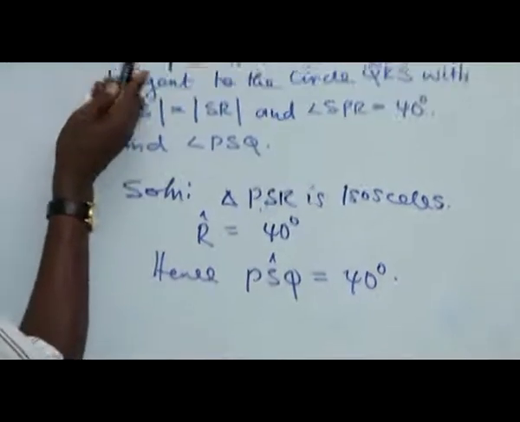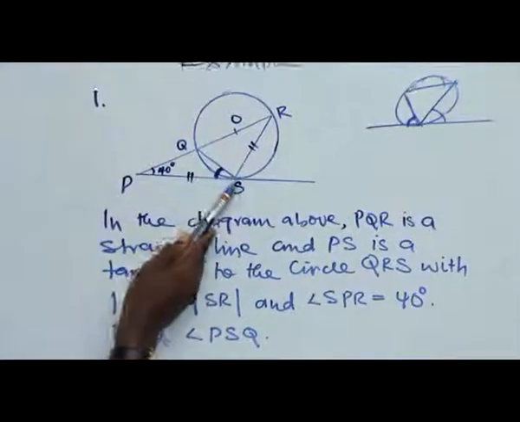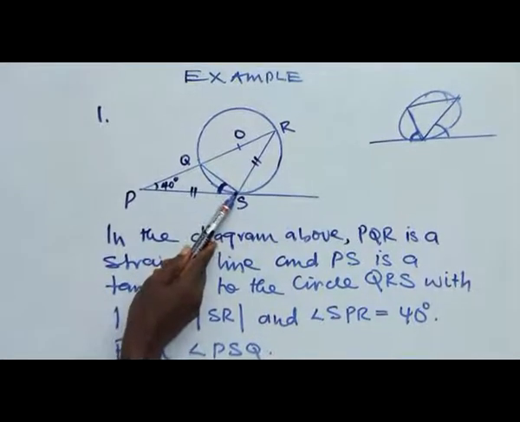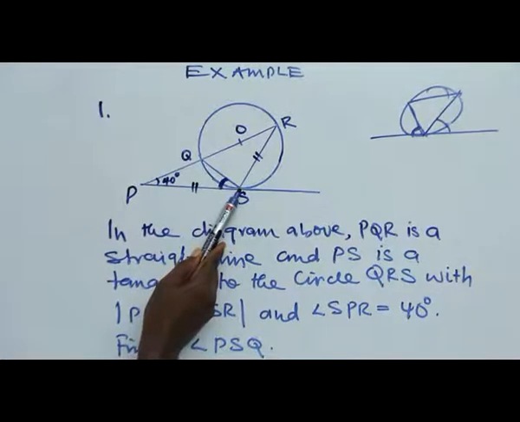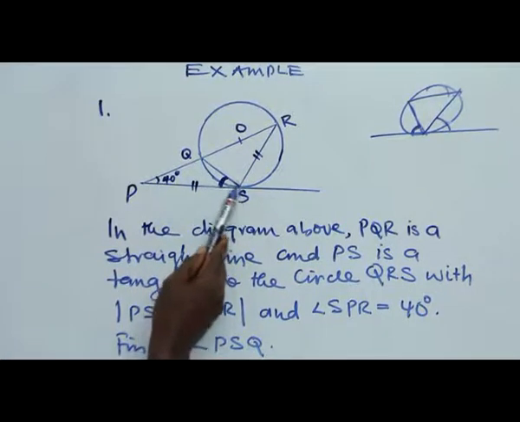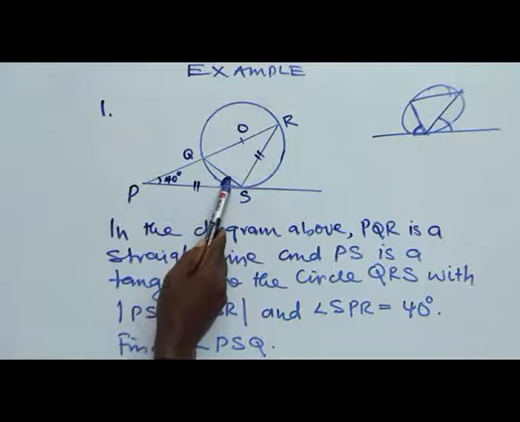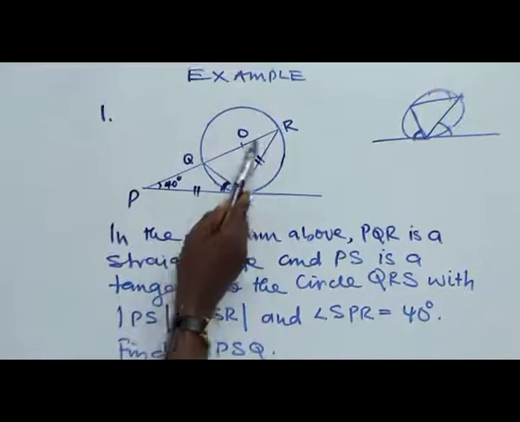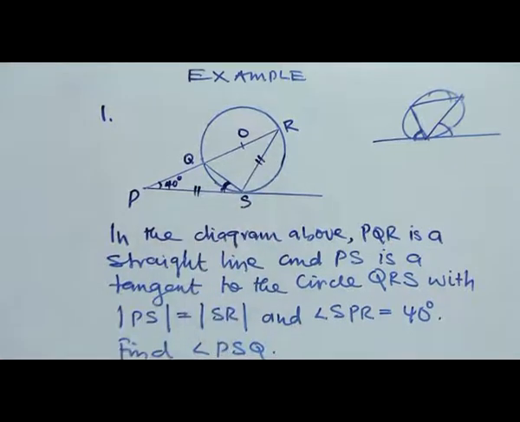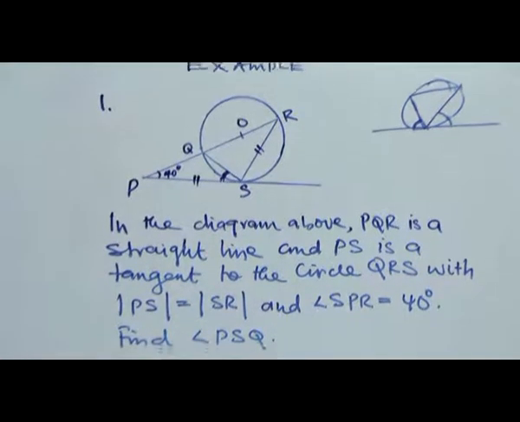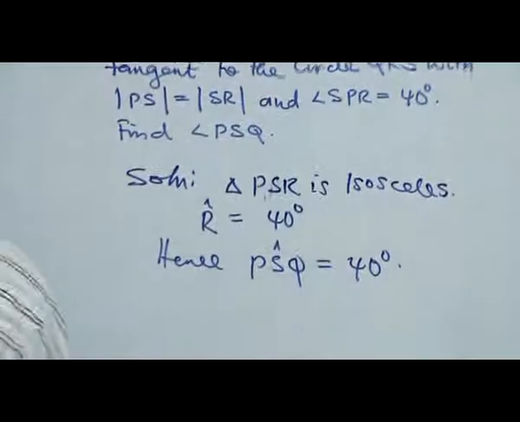Observe that the line QS is a chord and is touching the tangent here. So the tangent and the chord make an angle, and this angle will be equal to the angle in the opposite segment. So this angle is equal to this angle. That is why we have the solution as 40 degrees.